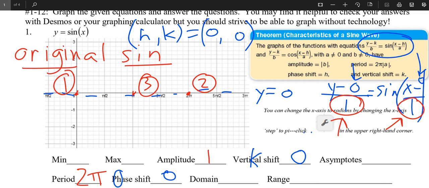So if I want to find point number 4, I go halfway in between 1 and 3, and I go up 1 unit to find point number 4. Point number 5 would be between 2 and 3, using the amplitude again to go down. So 1, 2, 3, 4, 5.